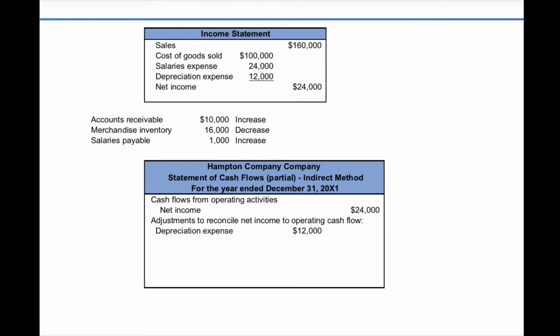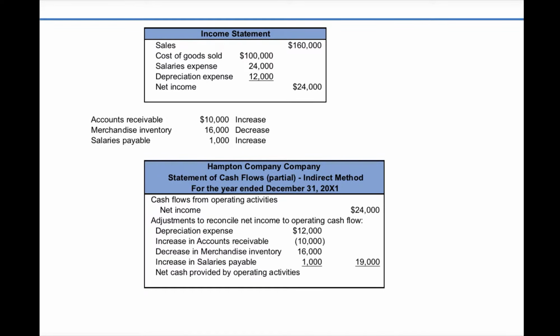So depreciation expense is added back in. Increase in accounts receivable is subtracted. Decrease in merchandise inventory added back in. Increase in salaries payable added back in. For the $19,000 sum total difference between net income for net cash provided of $43,000.